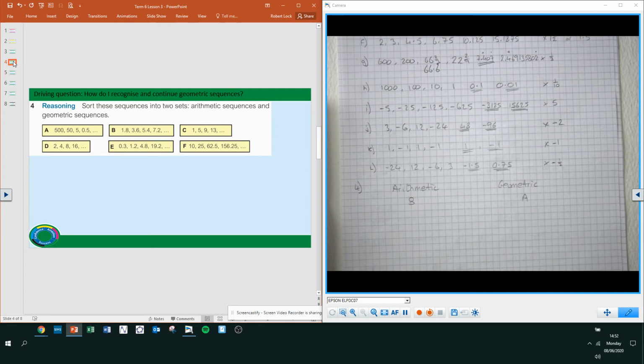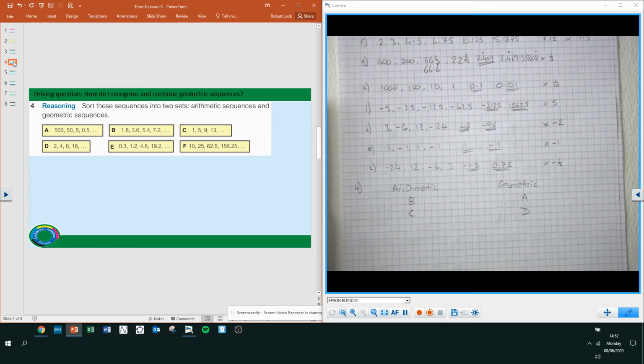C. 1, 5, 9, 13. Difference between 1 and 5 is 4. Between 5 and 9 is 4. So that's going to be C. D. 2, 4, 8, 16. Between 2 and 4 is 2. Between 4 and 8 is 4. So that'll be D.